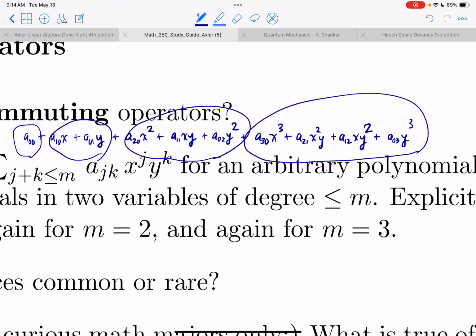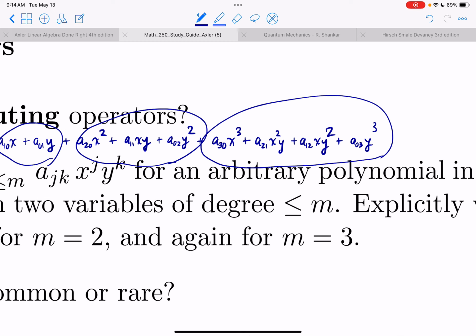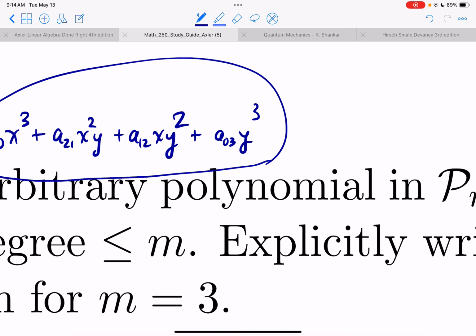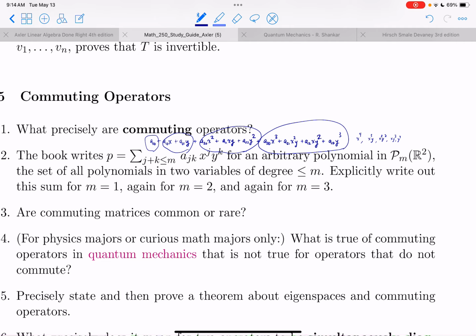Does that continue? If we went up to degree 4, yeah, there would be 5 terms in degree 4, corresponding to x to the 4th, x to the 3rd y, x squared y squared, x y to the 3rd, and y to the 4th.